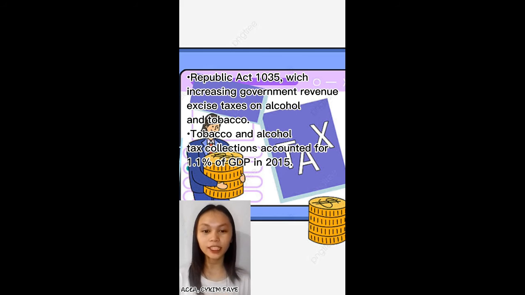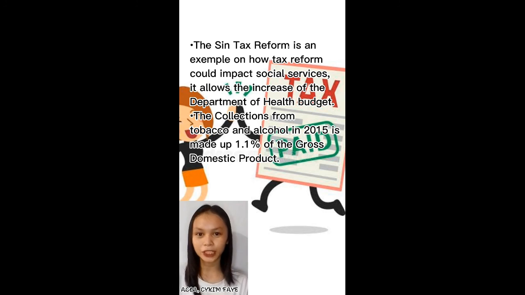Republic Act 10351 was passed, increasing government revenue from excise taxes on alcohol and tobacco. Tobacco and alcohol tax collections accounted for 1.1% of GDP in 2015, and the improvement in tax collection resulted in the Philippines receiving an investment-grade credit rating. The sin tax reform was an example of how tax reform could impact social services because it allowed for an increase in the Department of Health budget.